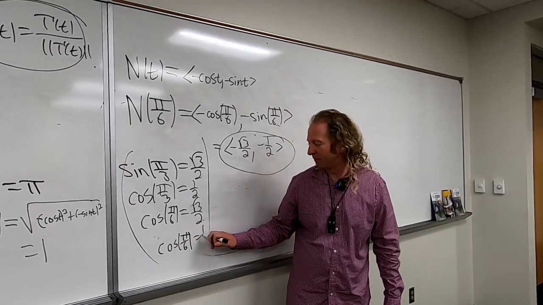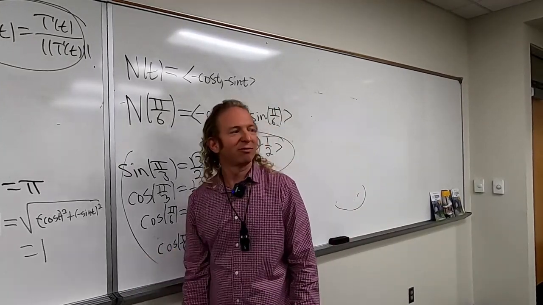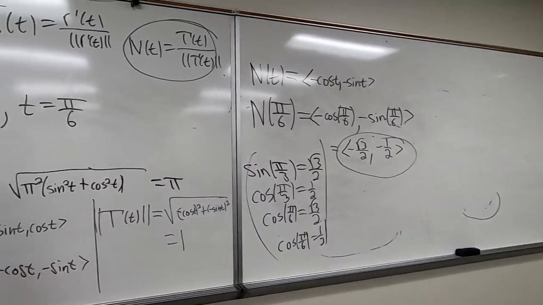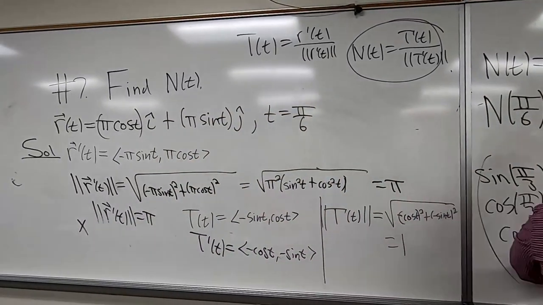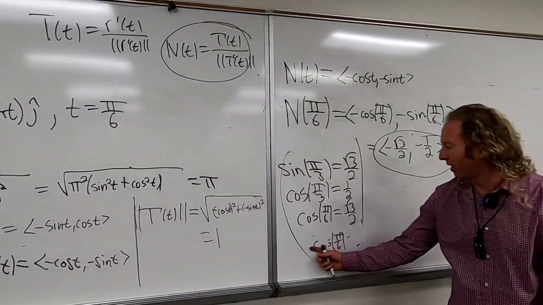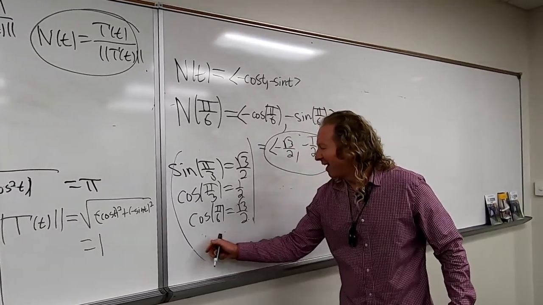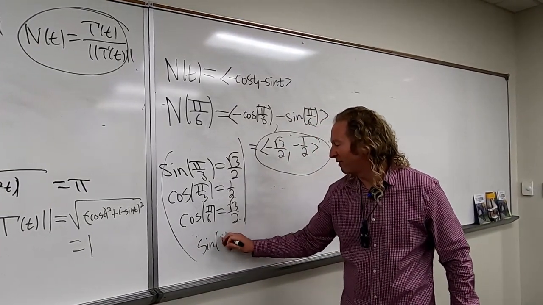Okay, that threw me off. Wait, that's wrong. No, wait, I wrote the wrong thing. I meant to write sine. Sine of pi over 6 is 1 half. That's what I meant to write.